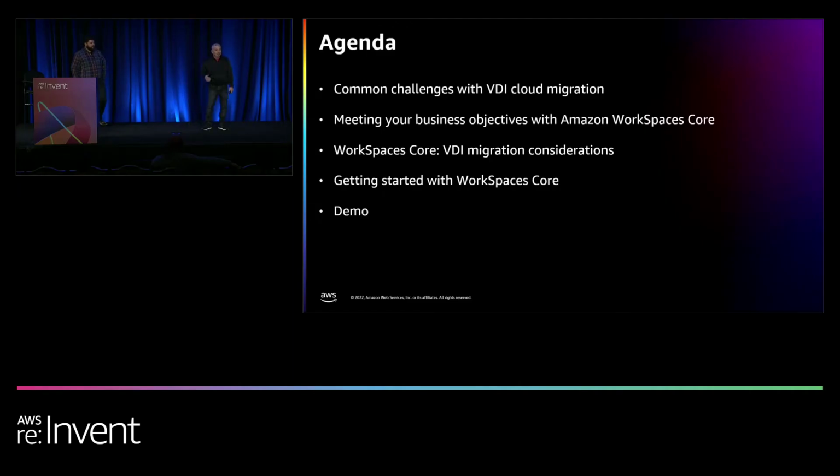So, VDI migration. We're going to go over a bunch of reasons why we think it's been difficult to migrate in the past, some of the common challenges, all the stuff that's been going on since 2020. And then we're going to talk a little bit about WorkSpaces Core. You saw our title. That was a long-winded way of saying you should really check out WorkSpaces Core. It's perfect for hybrid cloud, all right? And we're going to go into it a little deeper, tell you how to get started. And then we're going to give you a demonstration.